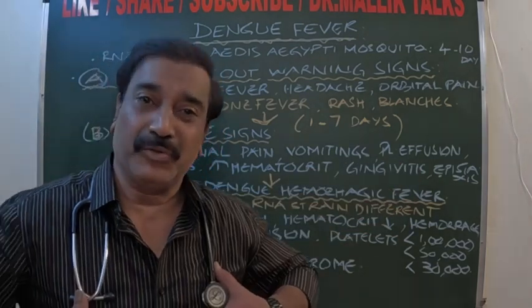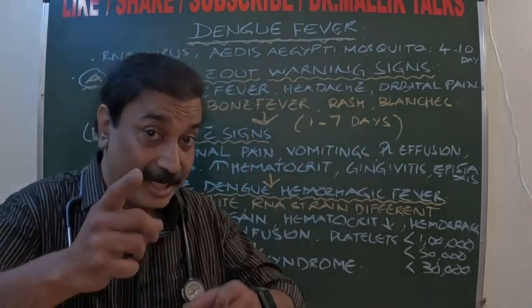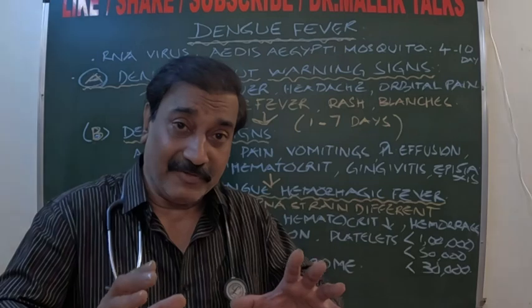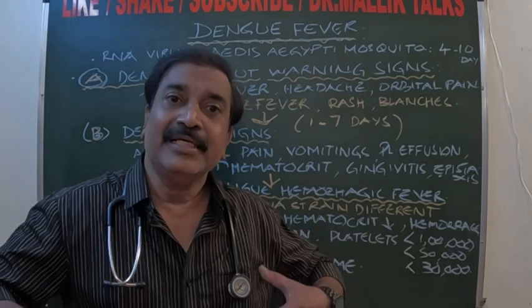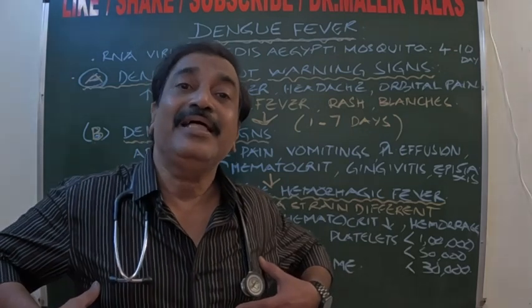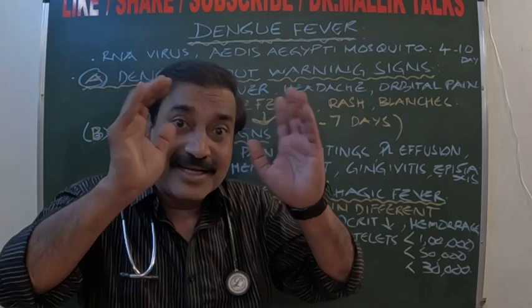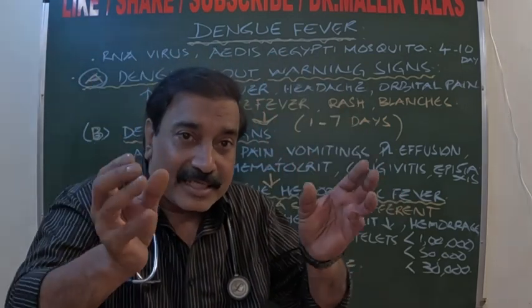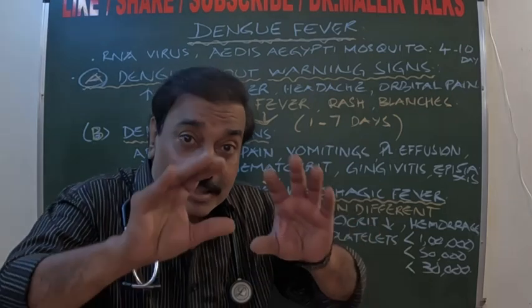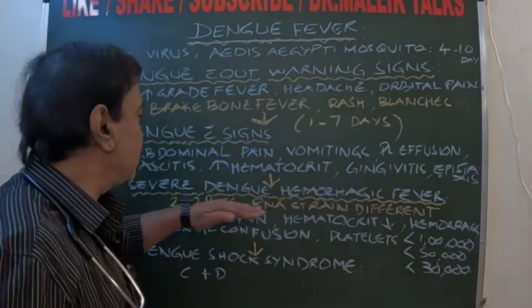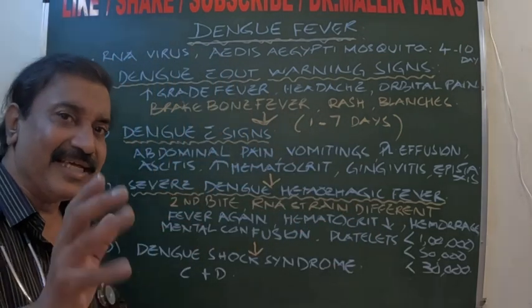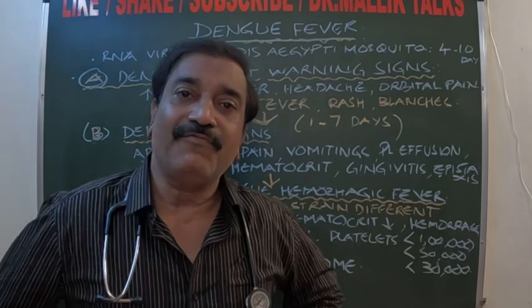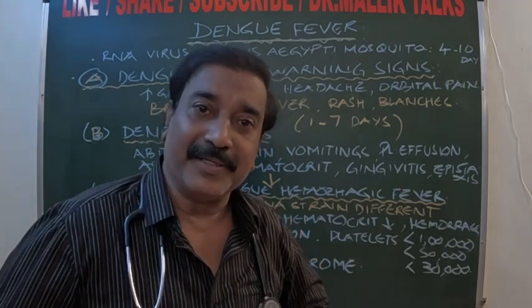There is pleural effusion. What is pleural effusion? I told you this is a sign. Pleural effusion is collection of fluid in the lung coverings. Lungs are there, and there is a cover called the pleura. There is collection of fluid in the lung covering. That is called pleural effusion. And ascites means there is collection of fluid in the abdomen also.